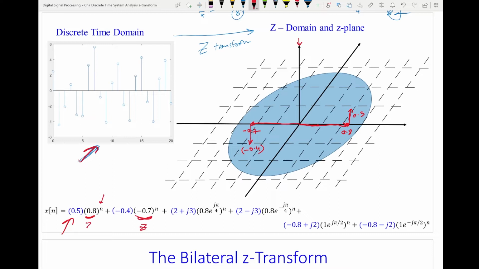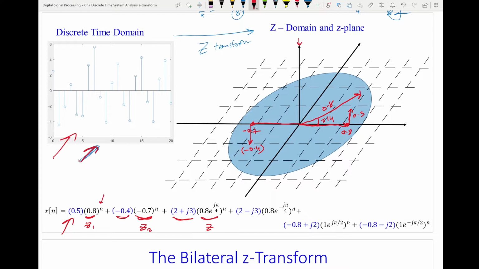So if I call this Z1, this will be Z2. And the strength of it is minus 0.4. Also, the Z transform will tell me that this signal has this frequency, 0.8 e^(j pi/4). The length here is 0.8 and this is pi over 4. And that will be this Z. And the strength of it will be 2 plus j3. That will have a magnitude and also a phase.